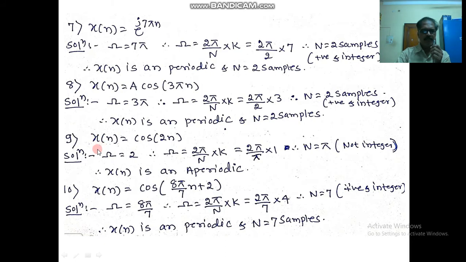Go for the next problem. x of n equals cos of 2n. So, whenever we have a trigonometric function sin and cos, I have to use the formula omega equals 2 pi by N into k. Here, what is the omega value? Omega value is 2.